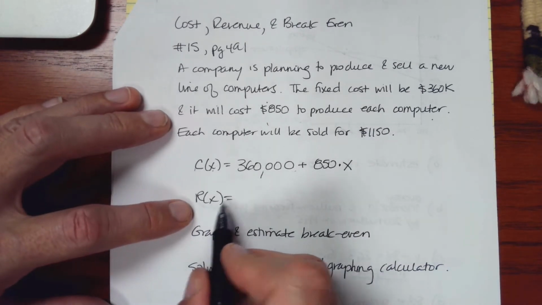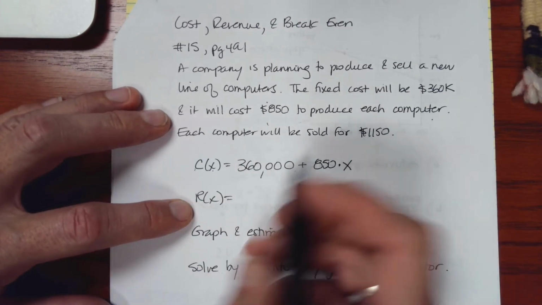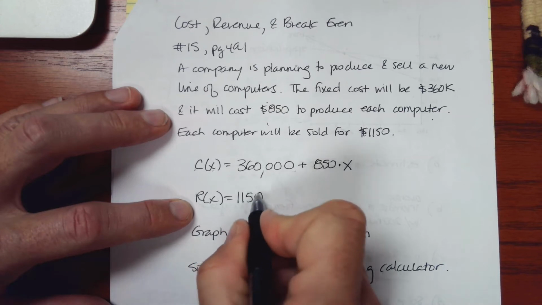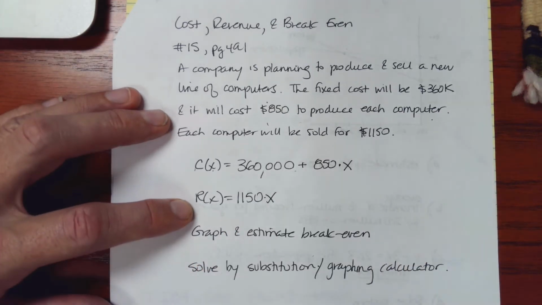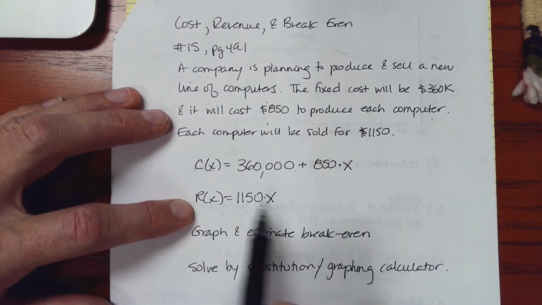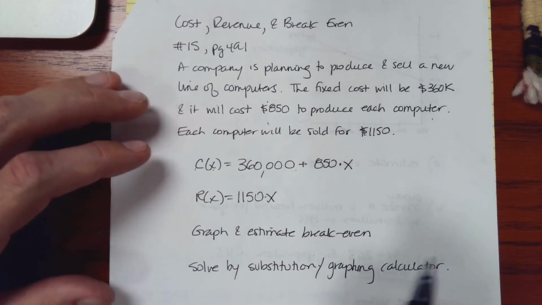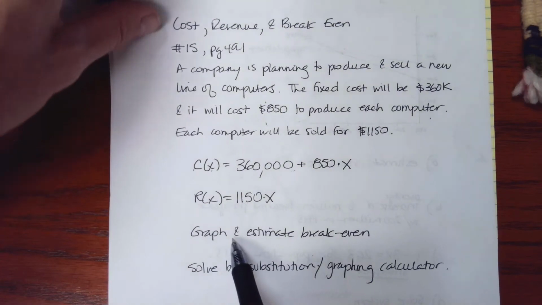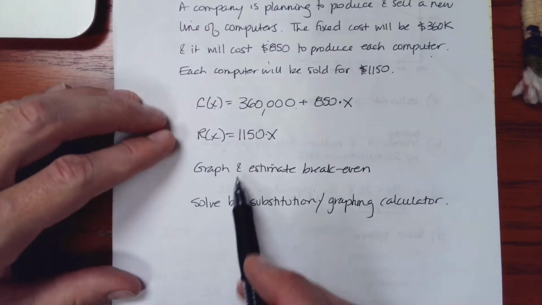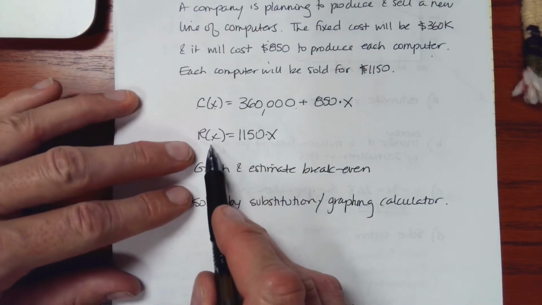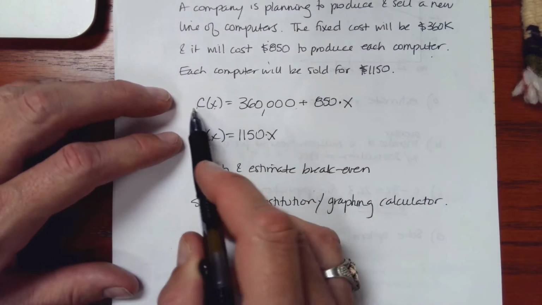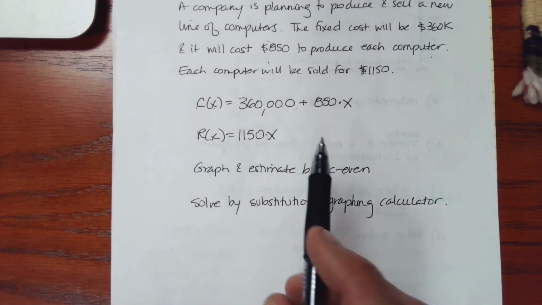Now the revenue just depends on how many I sell, and that's 1150x. So if I sell one unit, my revenue will be $1,150. So let's graph these and then see if we can estimate where our cost equals our revenue. So that will be the point where the two graphs intersect.